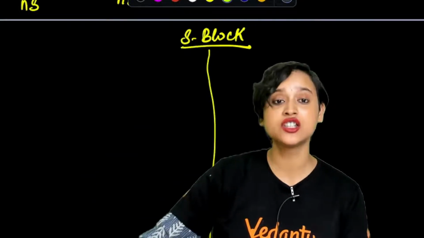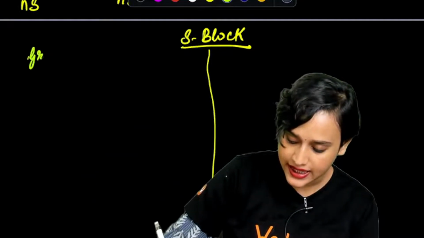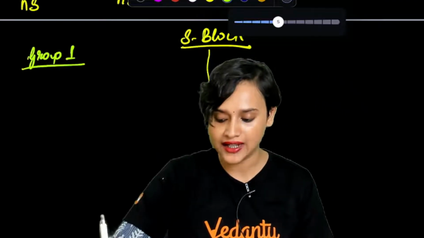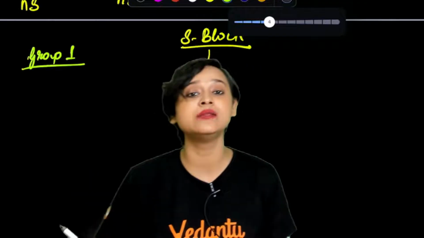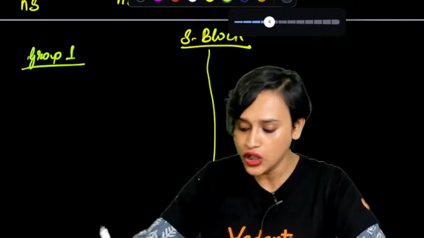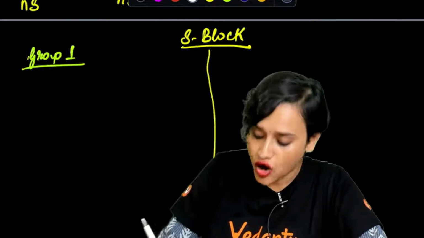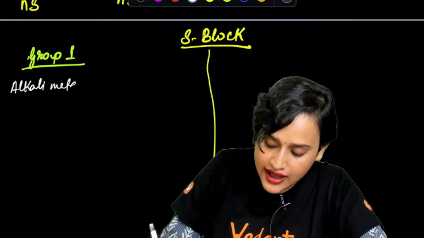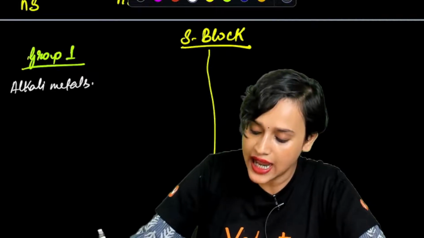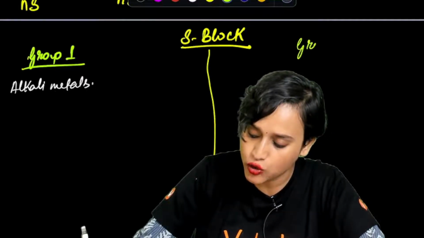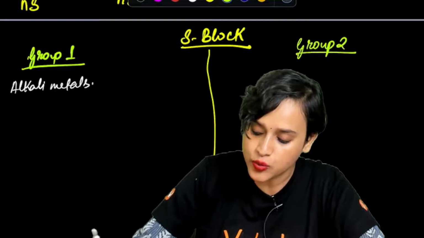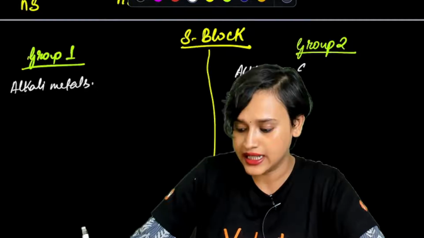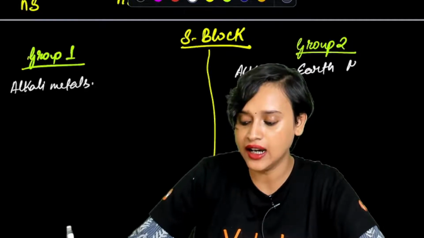Alright, so let's begin our journey with Group 1 elements. Yes, everybody? And do you know what these Group 1 elements are called? I'm pretty sure that you all know that these Group 1 elements are called alkali metals, isn't it? And here, if I write Group 2 elements, what are these Group 2 elements called? They are called alkaline earth metals, right? They are called alkaline earth metals.